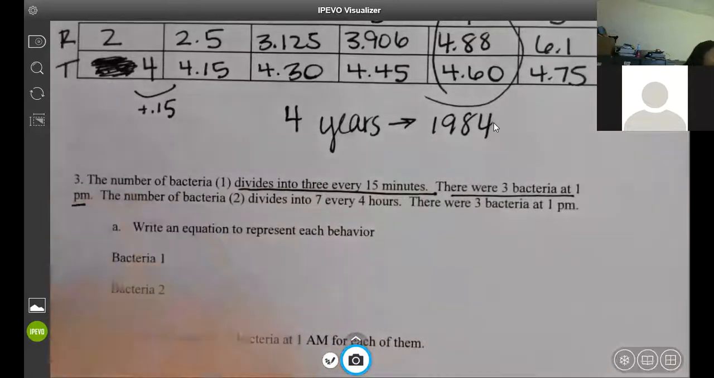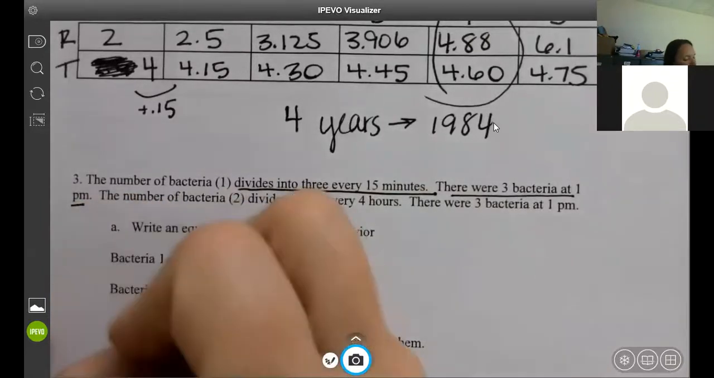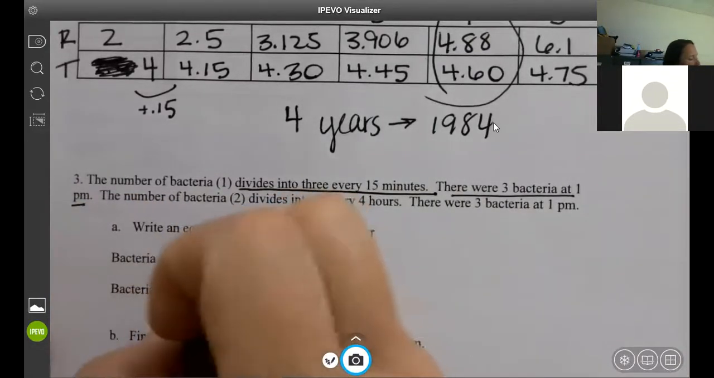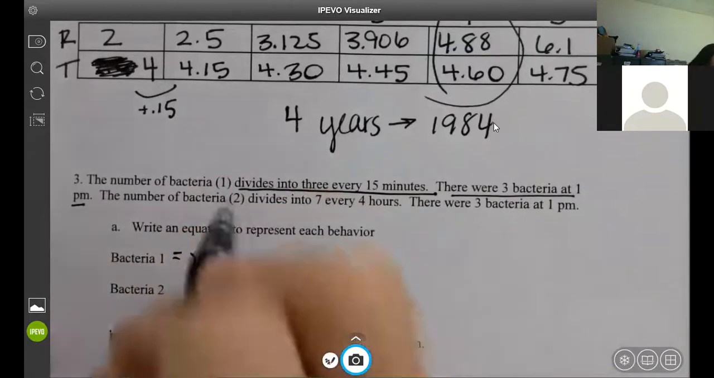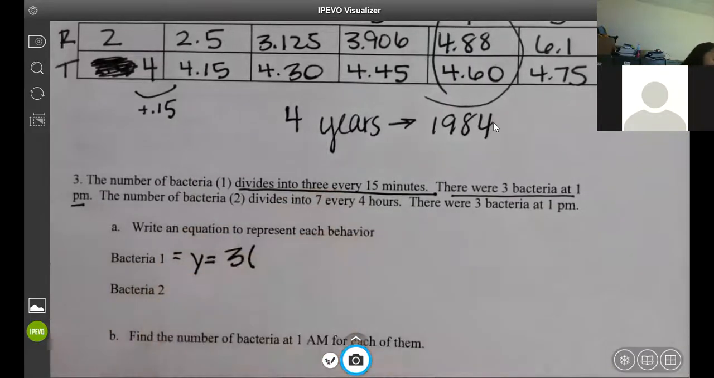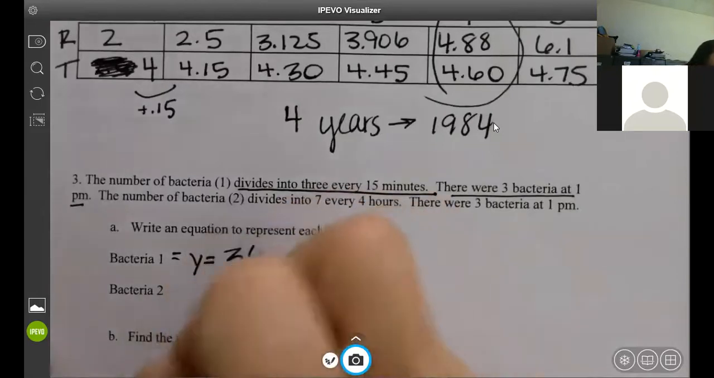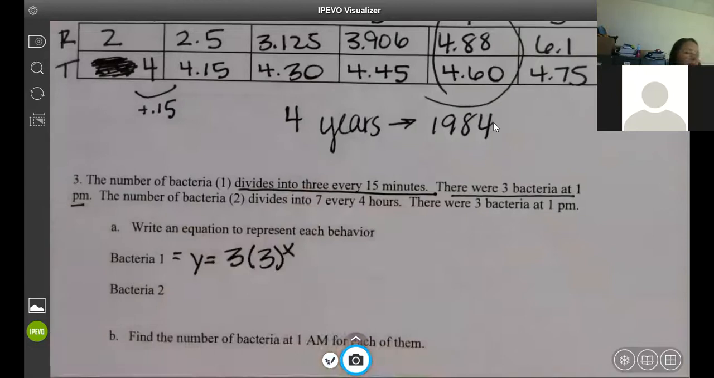Start with 3. So y equals, what do we start with? 3. If it divides into 3 every 15 minutes, what are we actually doing to the number? So 1 splits into 3. 3 splits into 9. Keep going. Yeah, multiplying. Multiplying by 3 to the x.